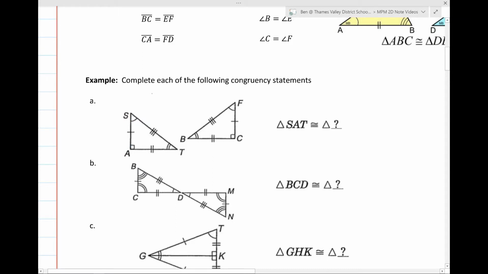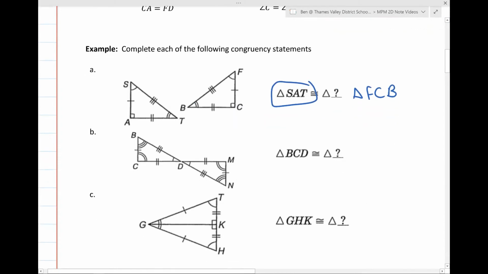So here we have the angle S, that's our first one, and that's our single bar right here. So angle S is equal to angle F. So that means triangle SAT will be congruent to triangle F. And then we have our right angle A here, so we need to find our right angle C. So F, C, and then the last is the double bar, that's B. So triangle SAT is congruent to triangle FCB.